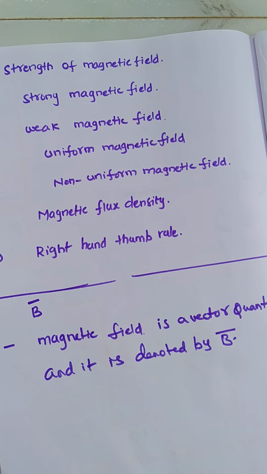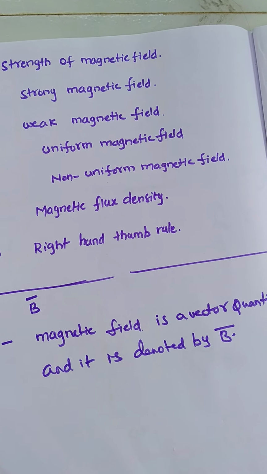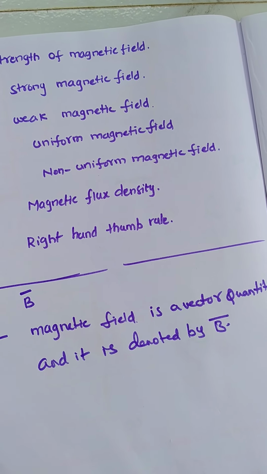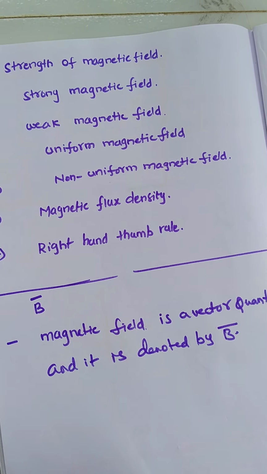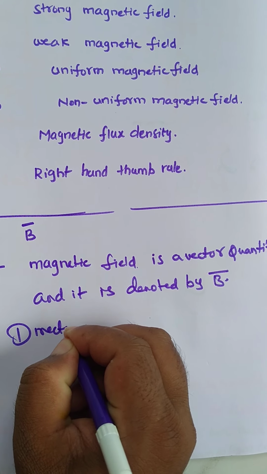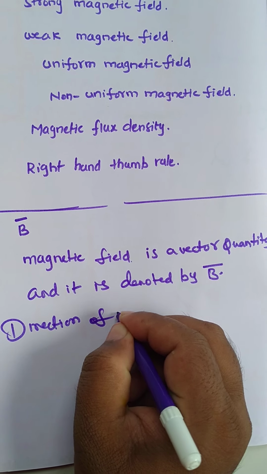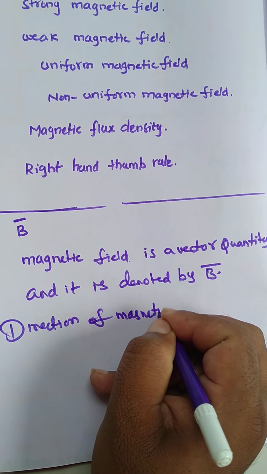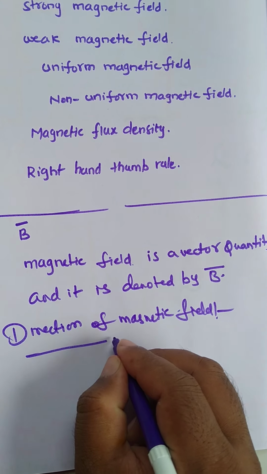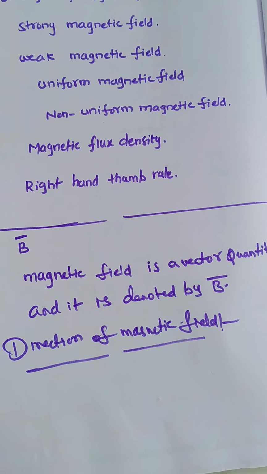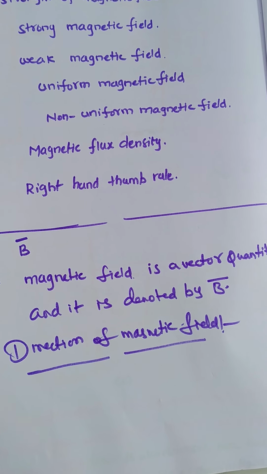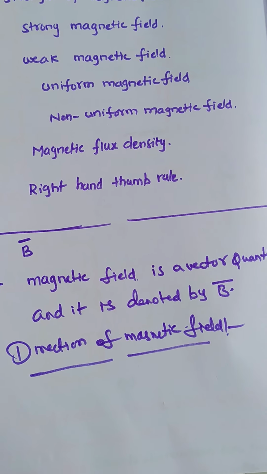So magnetic field has a magnitude, and how we can discuss the direction of magnetic field, I already told. So dear students, the direction of magnetic field is discussed in two ways.